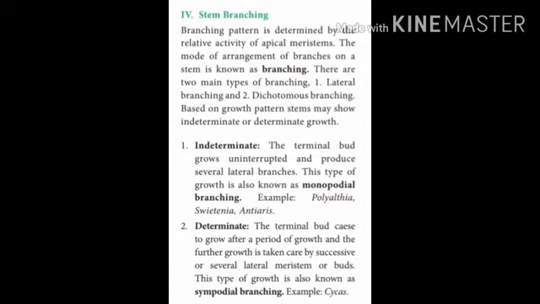Stem branching is the pattern of arrangement of branches in a stem. It is of two types: one is indeterminate, the other one is determinate. In indeterminate, the terminal bud grows uninterruptedly and produces several lateral branches, which is called monopodial branching. Example, Polyalthia. In determinate, the terminal bud ceases growth after a period of growth, and the further growth is taken over by successive lateral branches or buds, which we call sympodial branching.